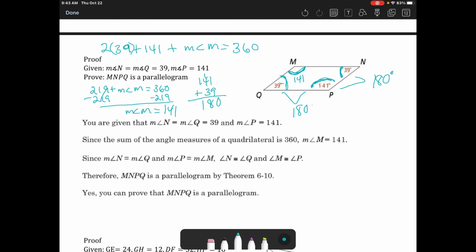And so, since angle N is congruent to Q and P is congruent to M, the measures are equal to each other, then the angles are congruent to each other. That's what the statement says. So therefore, it is a parallelogram by theorem 6-10. In other words, because the opposite angles are congruent, M is congruent to P and Q is congruent to N, then this quadrilateral is a parallelogram.